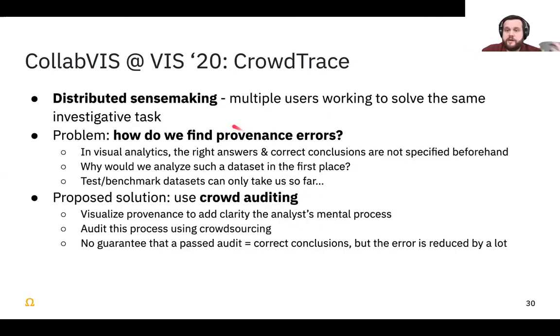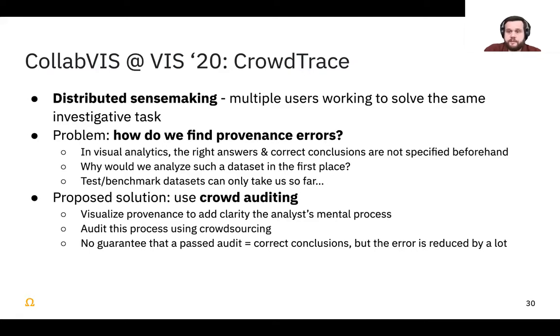And the problem is, how do we find provenance errors, right? Because of course, this is a synthetic data set, but in visual analytics, the right answers and correct conclusions are not specified beforehand. Because I mean, why would we analyze such a data set in the first place? If we already know the correct conclusions of the data set, then we would not need visual analytics, right? And the test benchmark data sets can only take us so far. So how do you actually know that somebody has made an error in their train of thought?